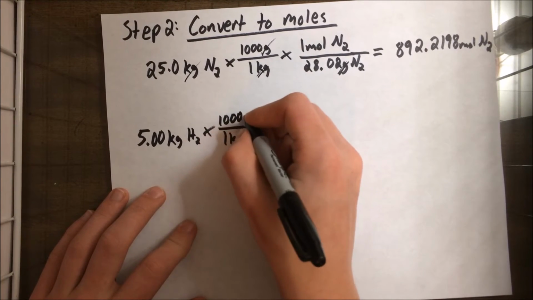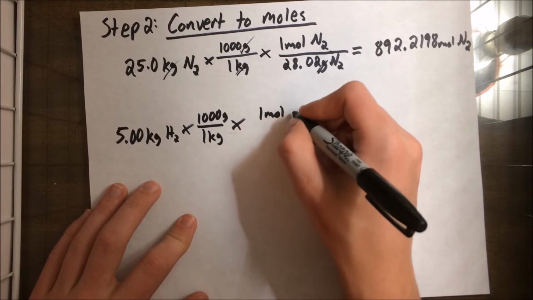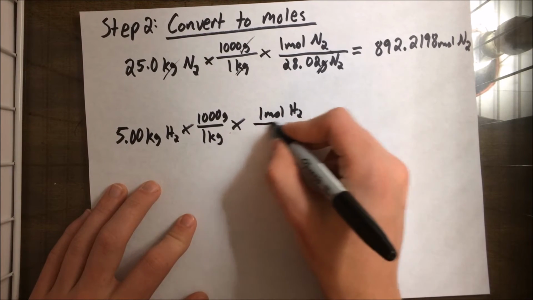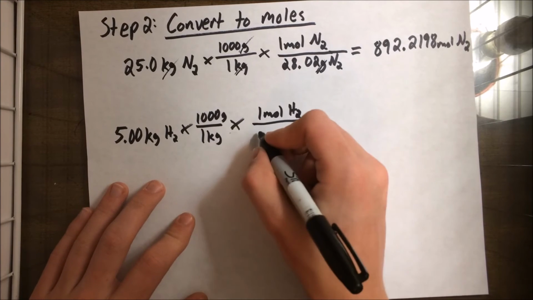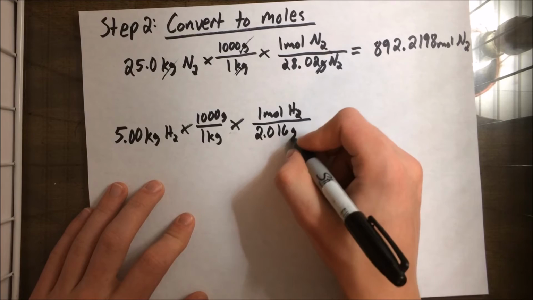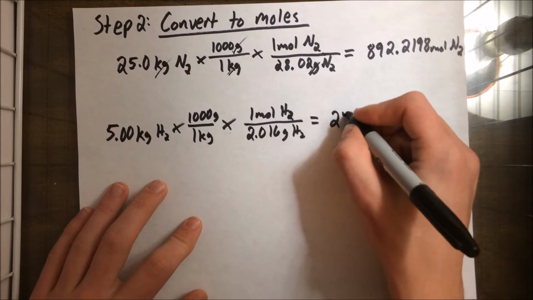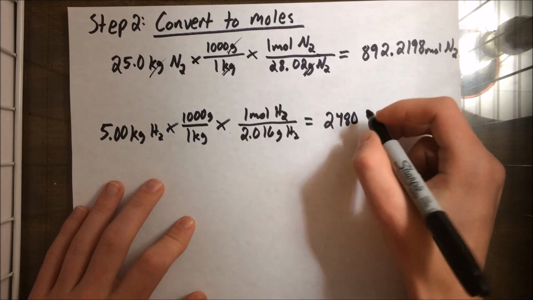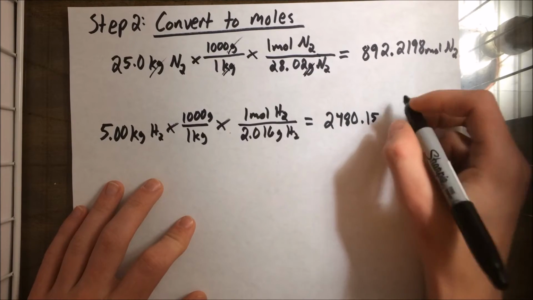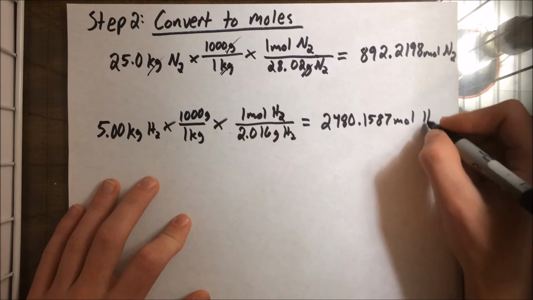Okay, and then for hydrogen, let's do 5.00 kilograms of H2 times 1 kg under 1,000 grams times 1 mole of H2 over 2.016 grams of H2, and that leaves you with 2,480.1587 moles of H2.